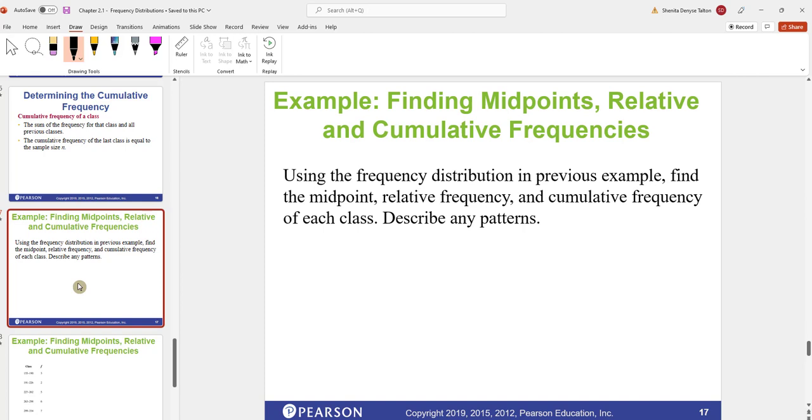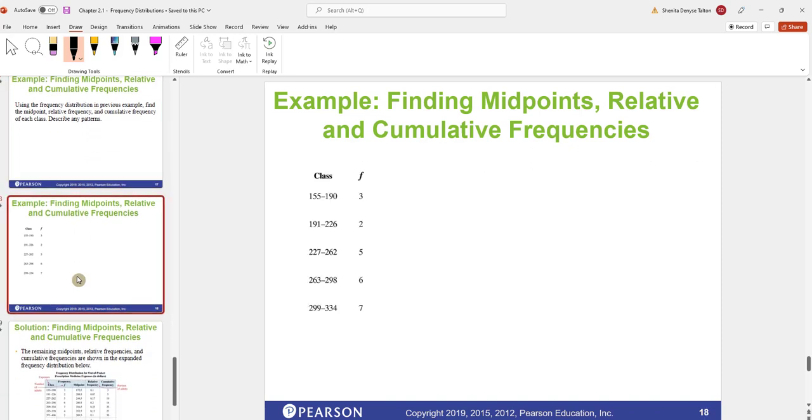So we're going to use the frequency distribution in the previous example. We're going to find the midpoint, the relative frequency, and the cumulative frequency of each class and describe any patterns. I'm going to do the first 5 classes, and then I'll show you the expanded version of it. The first thing we're going to calculate is the midpoint, and I already told you how to do the midpoint. If we do this first class, it's 155 plus 190. We divide that by 2, and I get 172.5.